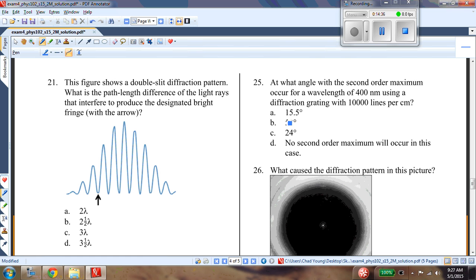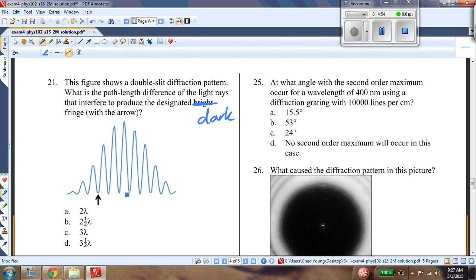This figure shows a double slit diffraction pattern. What is the path length difference of the light rays that interfere to produce a designated bright fringe? Oh, actually, this should say dark fringe. I will change that on the test. The dark fringe here, let's see, this is a half, 1.5, 2.5, so it's 2.5 wavelengths for number 21.